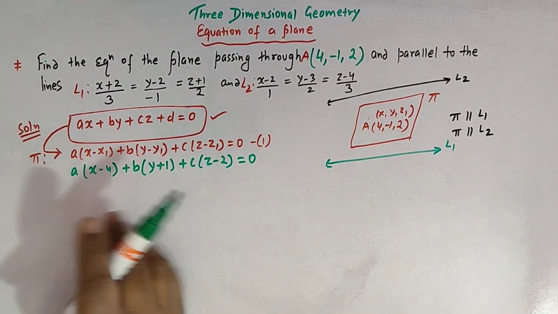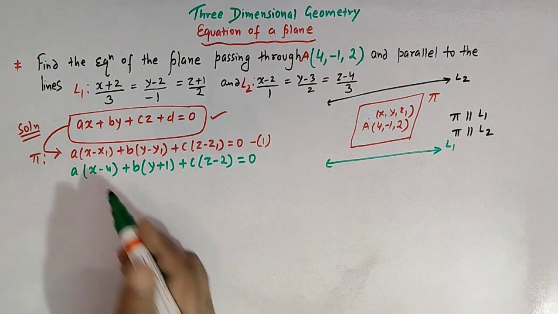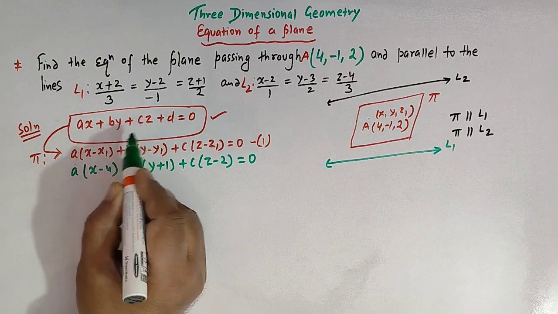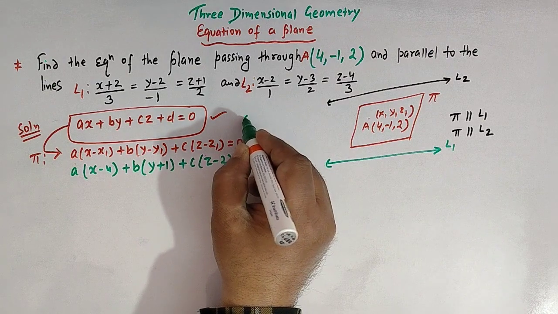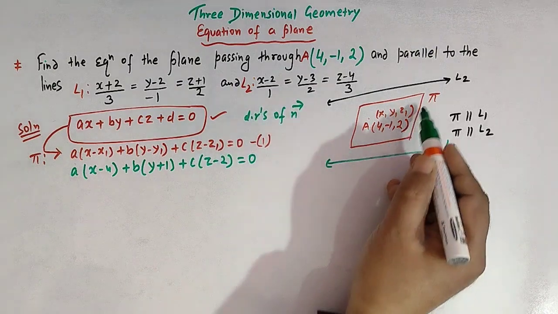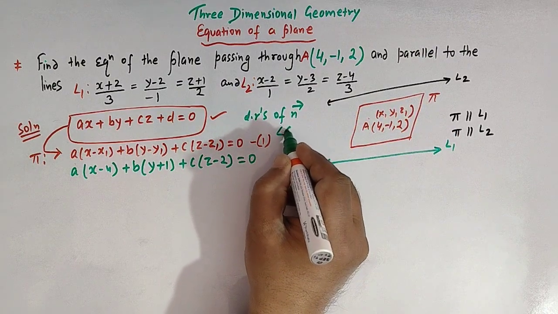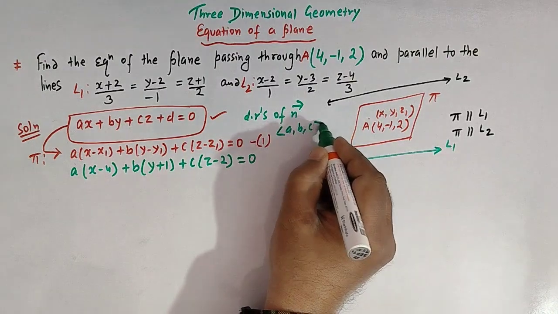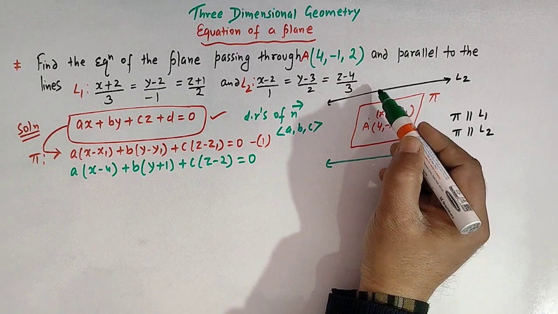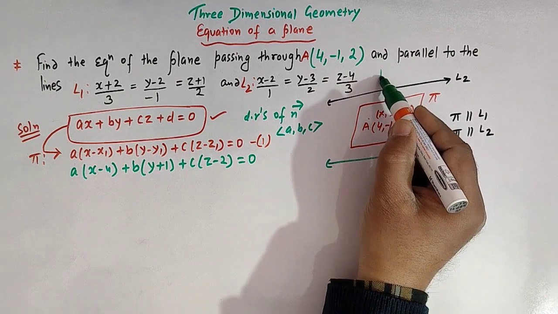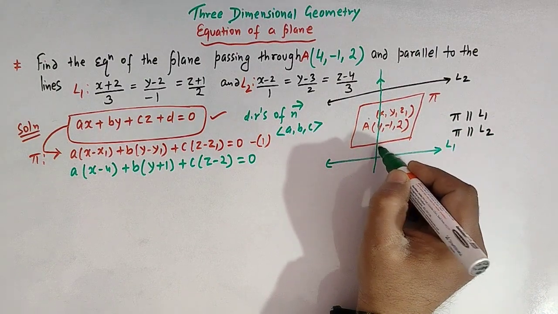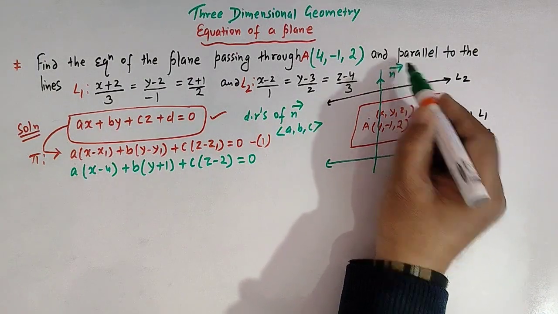Here we must remember one thing. These A, B, C, the coefficients of x, y and z, are the direction ratios of the normal vector to this plane pi. Let us draw the normal vector like this. Suppose this is the normal vector, and this vector is vector n.